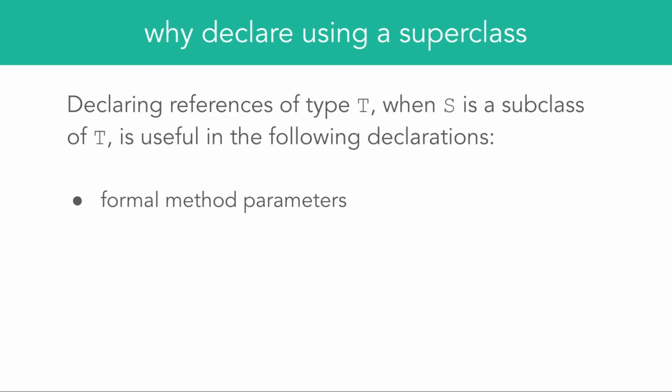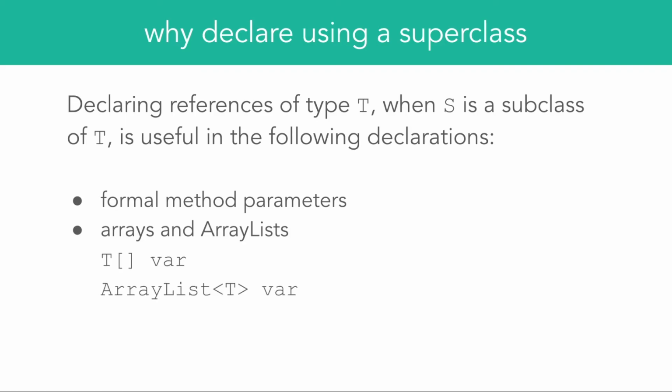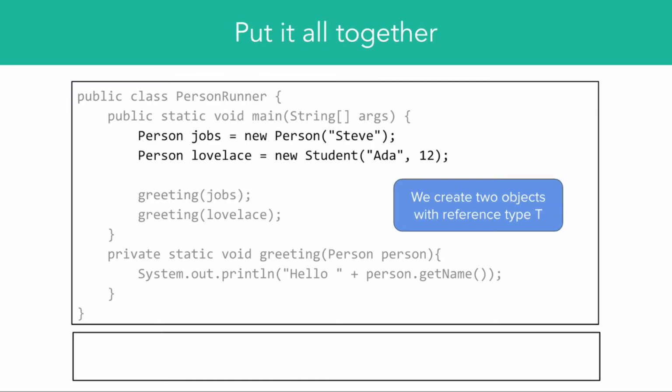The first is related to formal parameters in a method. By using a type T parameter, we can pass the method any object of type T or type S. Another common use is in creating arrays and array lists. Remember that arrays and array lists have to have all the same type of object. However, if this object is of type T, then the array or array list can store any T or S objects.